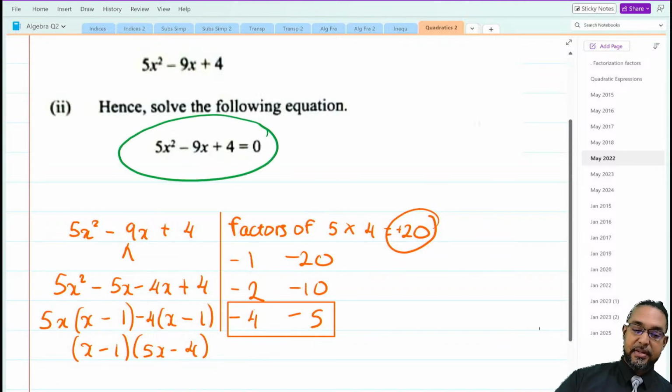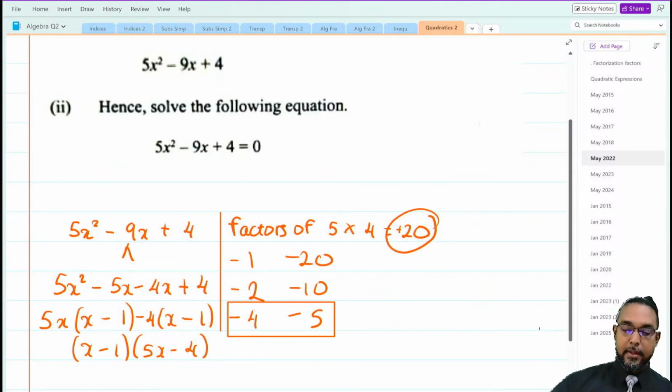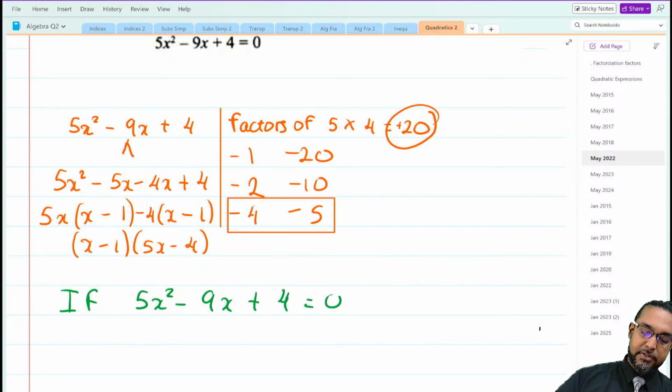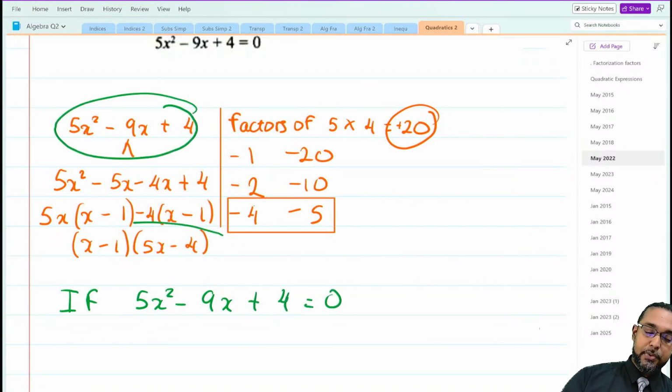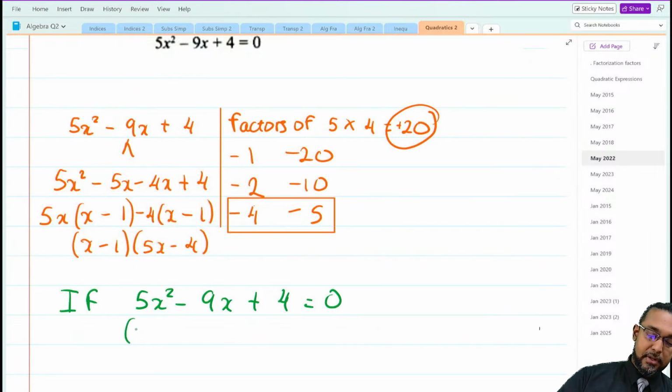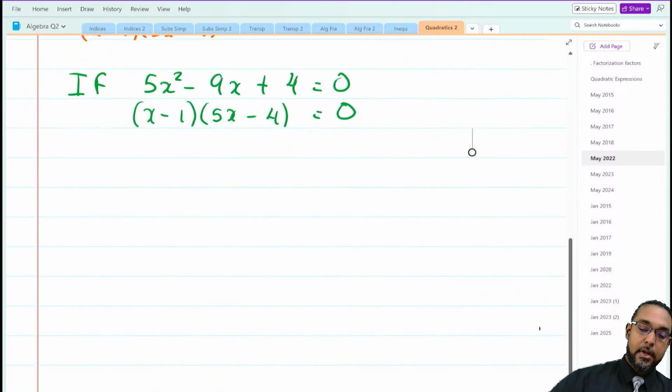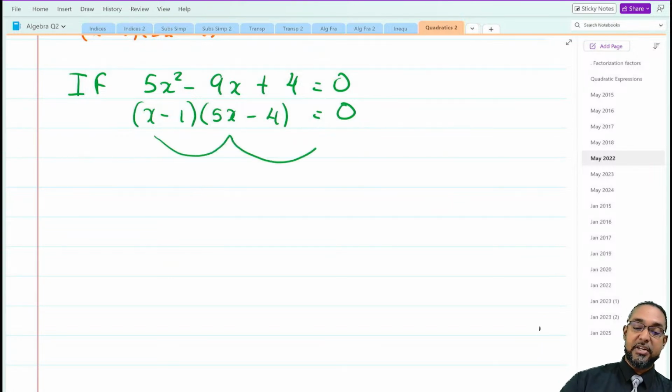Okay, now they give us this statement here, which is the same thing but put equal to 0. So if 5x squared minus 9x plus 4 is equal to 0, and when we factorize this, we got that, it stands to reason, therefore, that x minus 1 by 5x minus 4 is equal to 0. The understood operation between the two brackets is what? Multiply. So this gives us an interesting statement here. This statement says that when we multiply these two things, we get 0 as the answer.